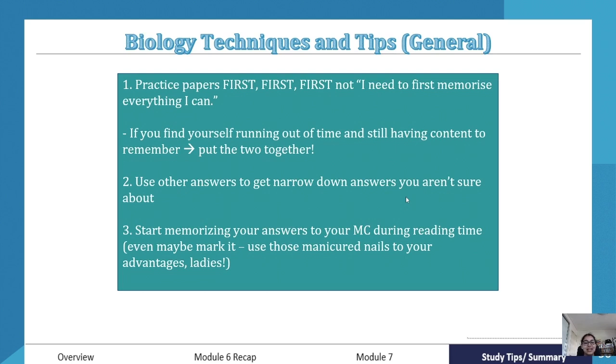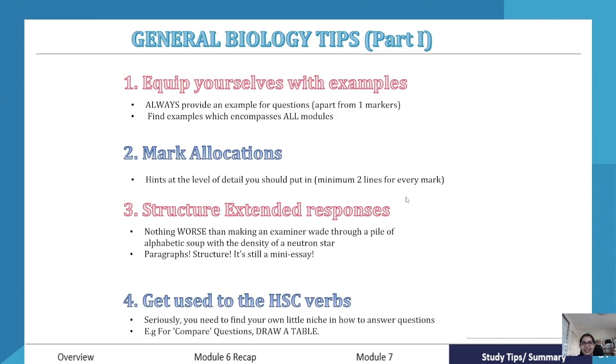And of course, ladies, you can use those manicured nails to your advantage. You have that one advantage. And of course, if you've got long nails in general, manicured or not, you can still use them to mark the answer with your nails. I don't think it personally worked for me because it would take me a solid 10 minutes to see what I marked. So I'd be squinting at my paper, but obviously you can remember it too.